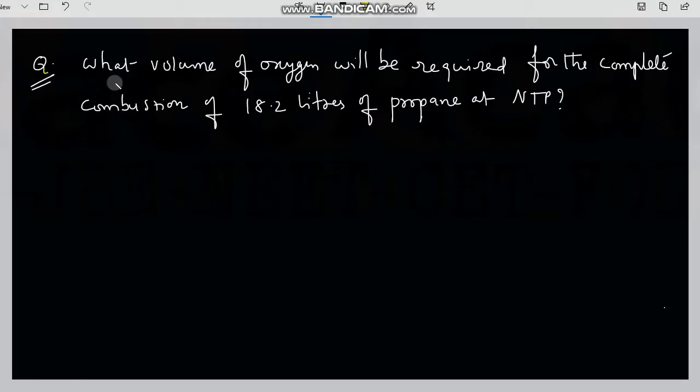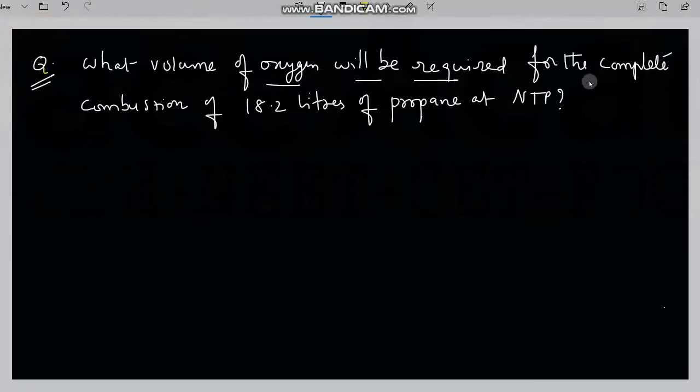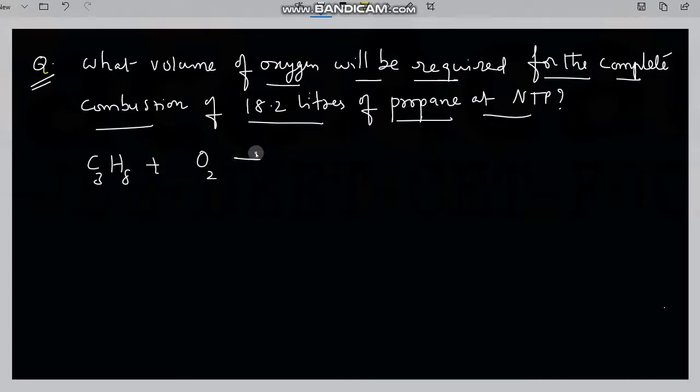Okay, see this problem on volumetric analysis. What volume of oxygen will be required for the complete combustion of 18.2 liters of propane at NTP? You know what is propane? Propane is C3H8. It is subjected to combustion, gives carbon dioxide and water. Almost any hydrocarbon upon combustion usually gives carbon dioxide and water.